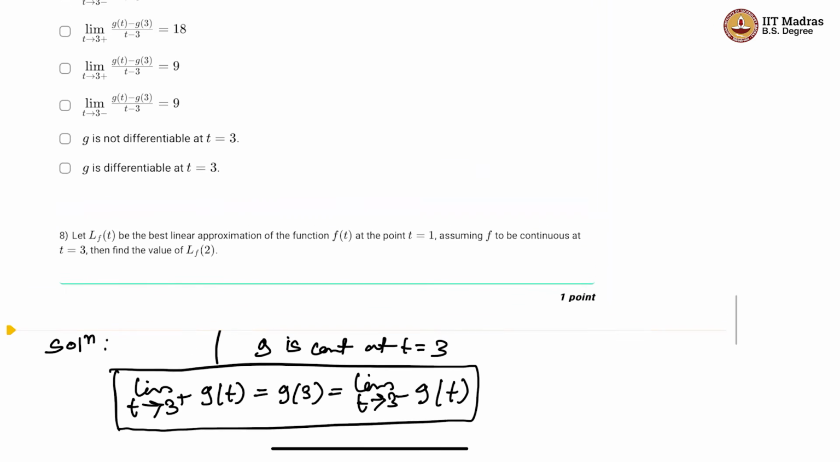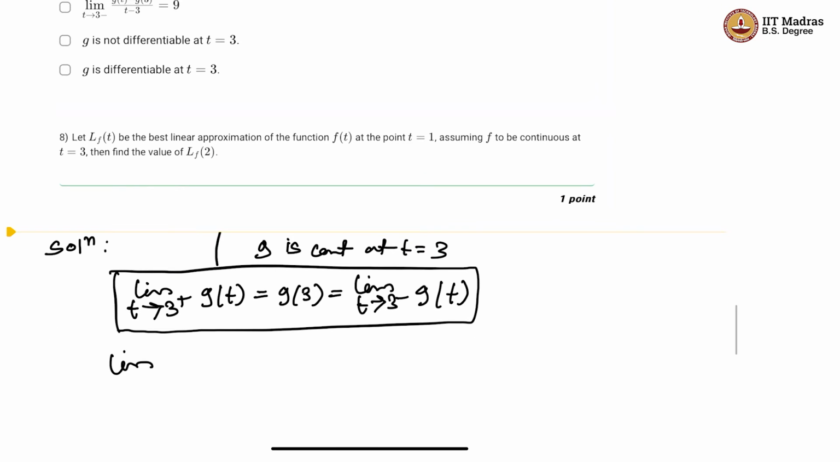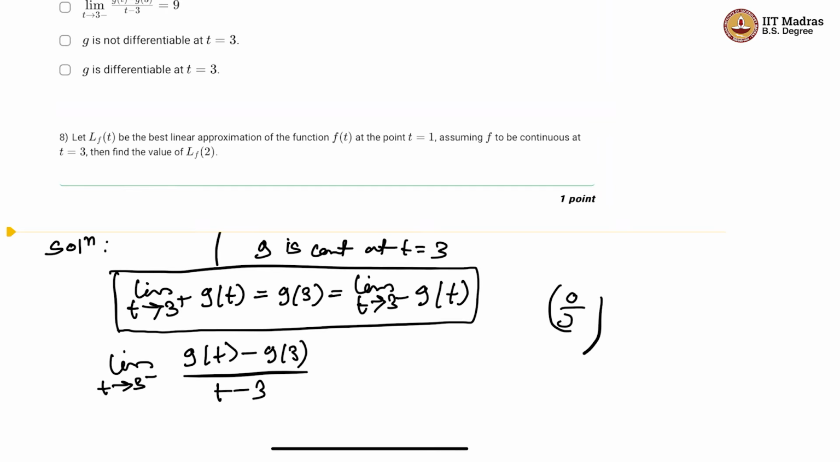Okay, so now let us just check the options. So limit t tending to 3 minus of (g of t minus g of 3) by (t minus 3). This is basically in 0 by 0 form, right? So we will apply L'Hopital's rule. Then we will just differentiate this. So limit t tending to 3 minus g dash t. That means we now have to calculate this limit.